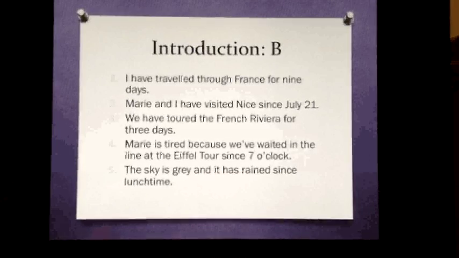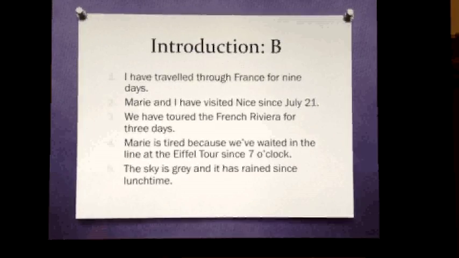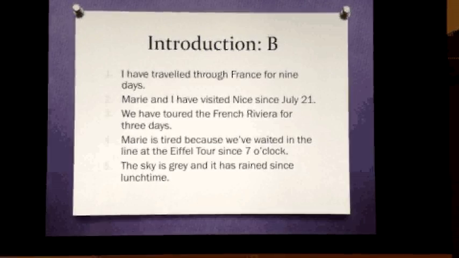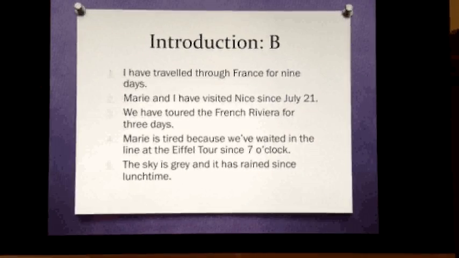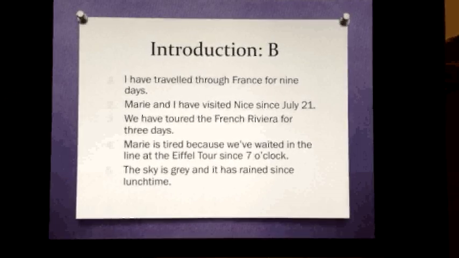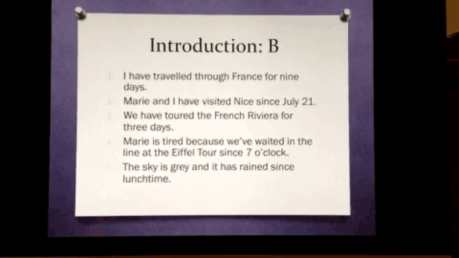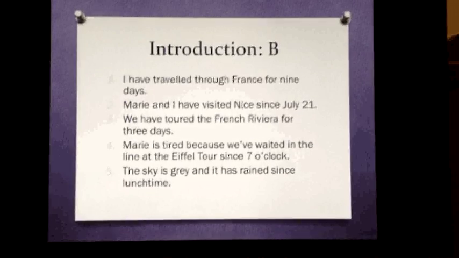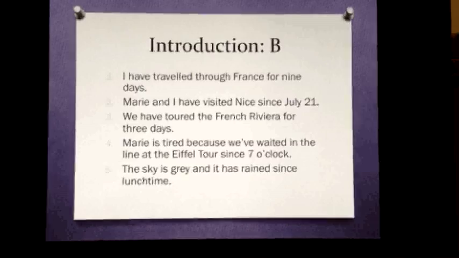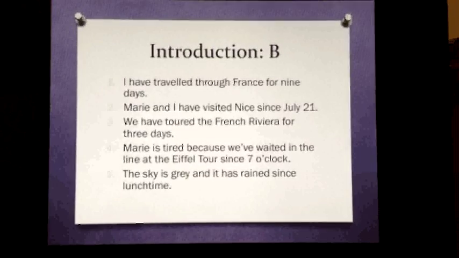So the first one, I have traveled through France for 9 days. Marie and I have visited Nice since July 21st. We have toured the French Riviera for 3 days. Marie is tired because we've waited in the line at the Eiffel Tower since 7 o'clock. The sky is gray and it has rained since lunchtime.